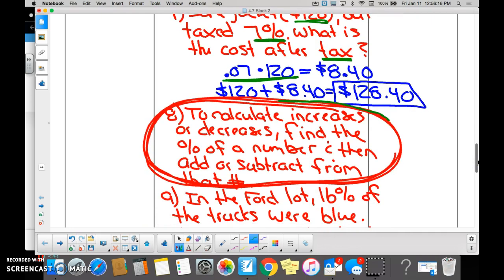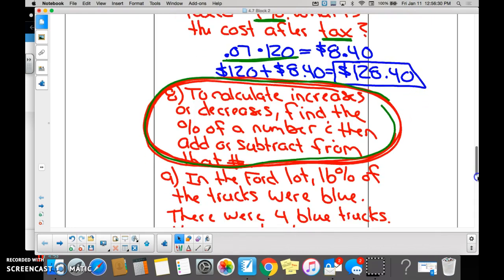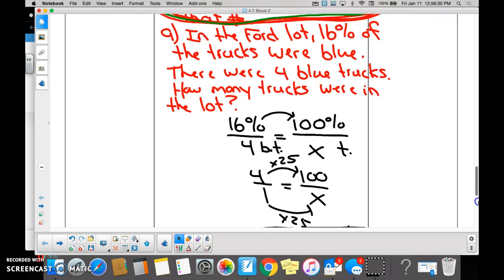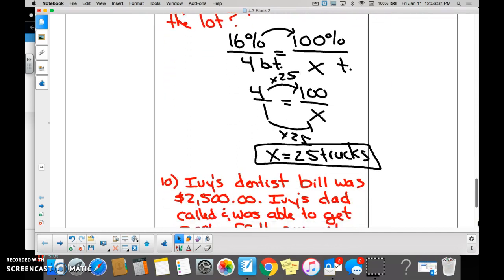Okay? Is this one important right here? Yes. On the count of 3, read it together, not as loud as you can, but clearly. 1, 2, 3. To calculate increases or decreases, find the percent of a number and then add or subtract from that number. Excellent. Okay, so number 9 I'm going to skip because I just threw that one in there to see if you guys could solve. It's really not a percent increase or decrease. But number 10 is.